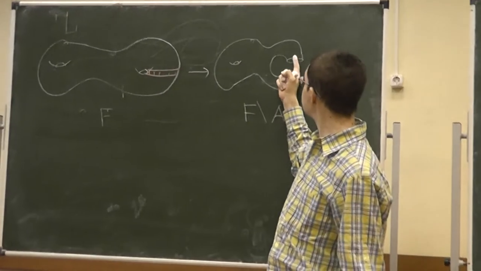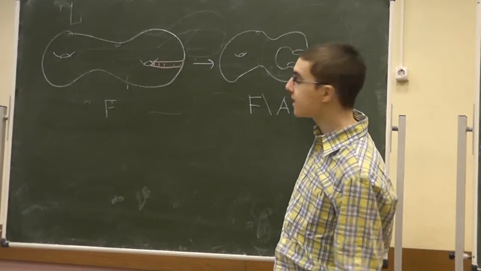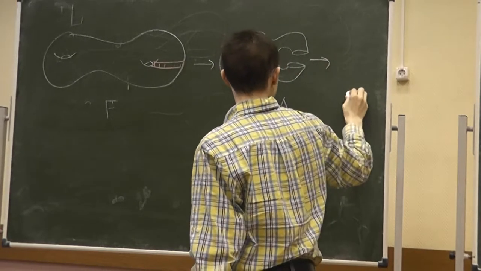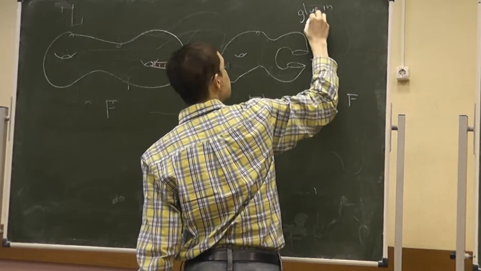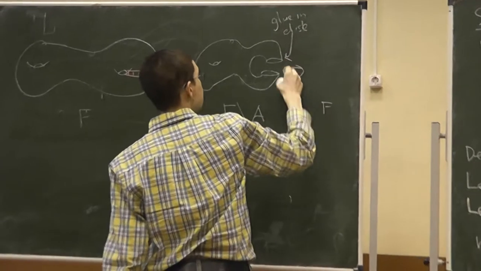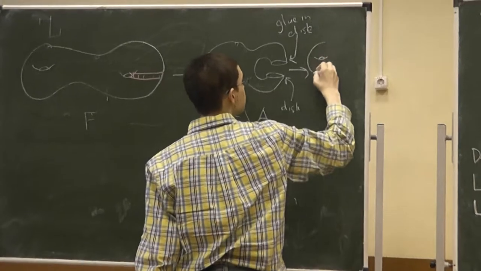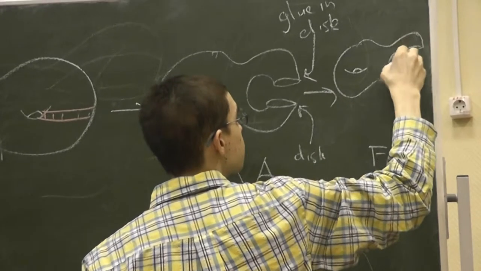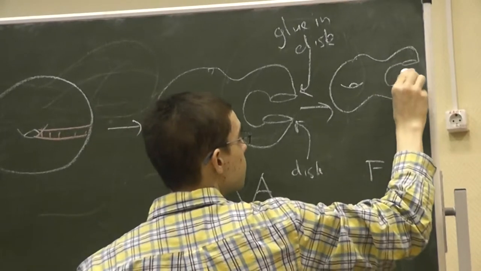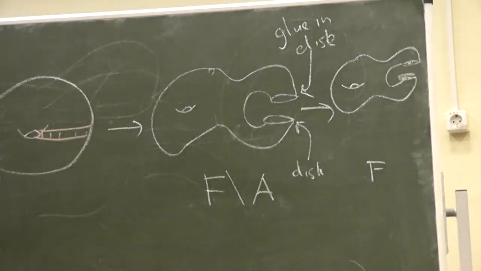So in the picture all that means is, we first delete the annulus, and then you see we've got these two circles here and here. So all we do is we plug in a disc here, we plug in a disc here. Glue in this here and here. So we're left with this. So we just seal it up. So we start with this surface.